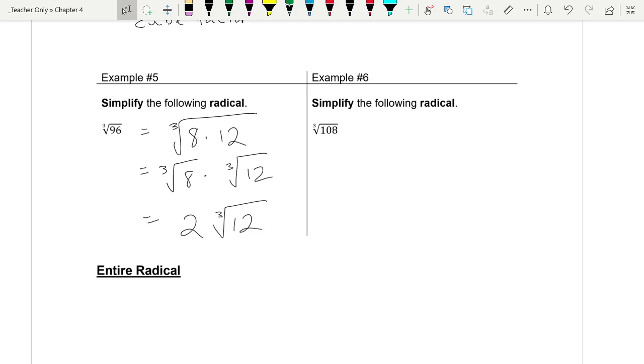So what's the next perfect cube after 8? Well, 3 times 3 times 3 is 27. Are there any 27s in 108? You betcha. It's 27 times 4.